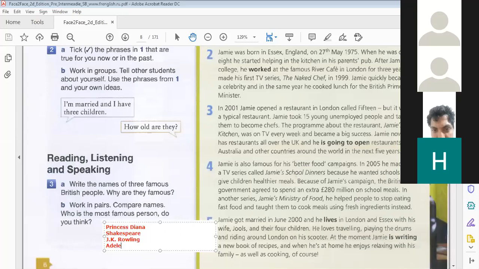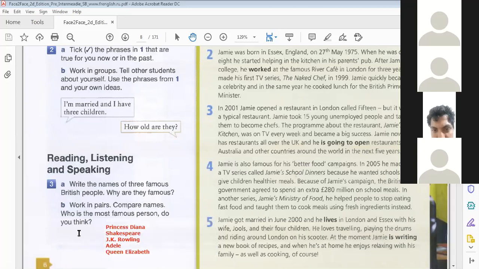Any others? Queen Elizabeth. Queen Elizabeth? Yeah, very, very famous. And very old. I think she's immortal. She doesn't want to die. Yeah, Queen Elizabeth, also another famous Brit. Okay, I think these are very good choices. There are others, of course, but these are not bad, I think.